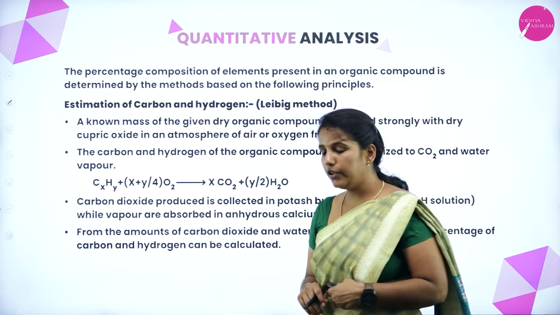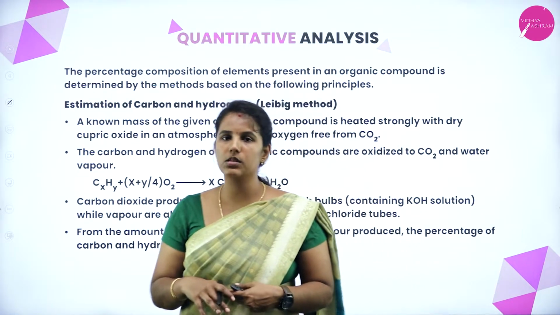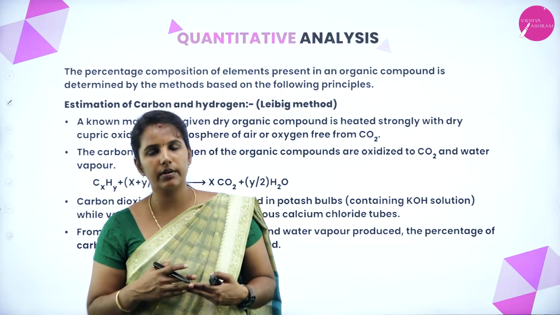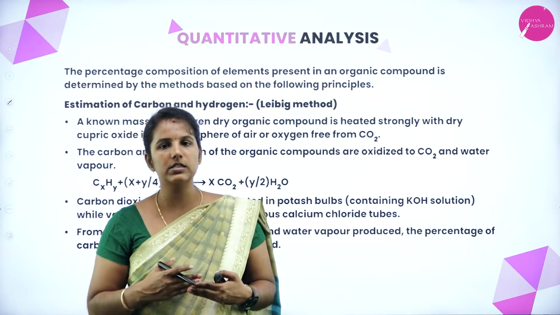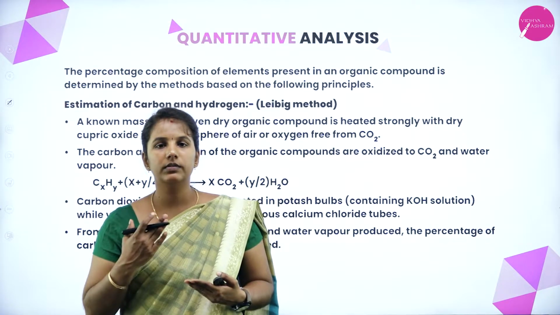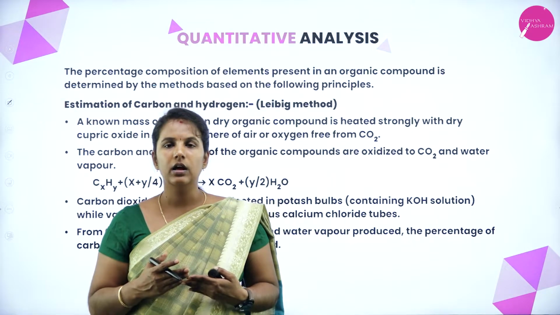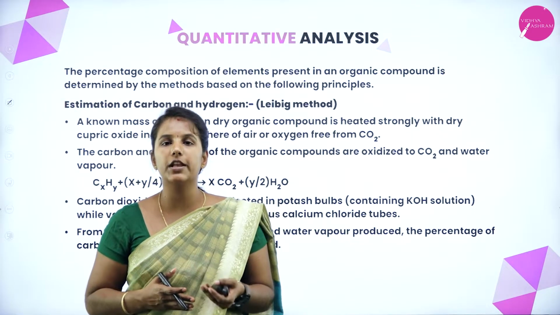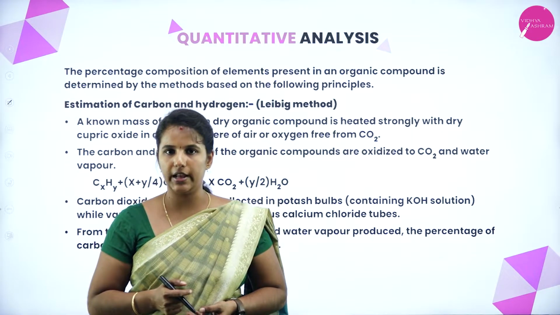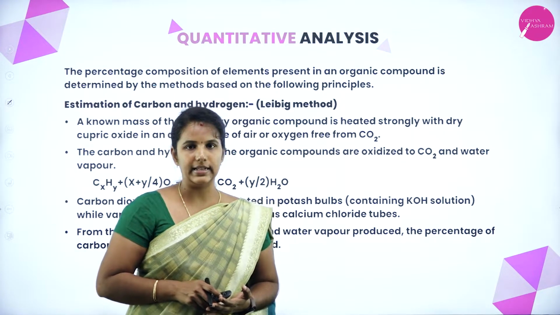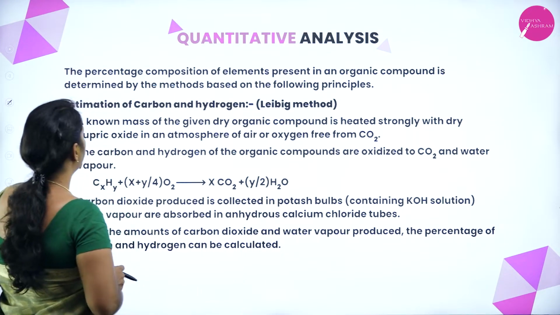analysis. Now you know how to detect different elements in organic compounds, carbon, hydrogen, nitrogen, sulfur and phosphorus, in terms of qualitative analysis. Now we have to find what is the percentage of each element present in the given organic compound. That is why we are going with quantitative analysis. So let us see how it is done here.